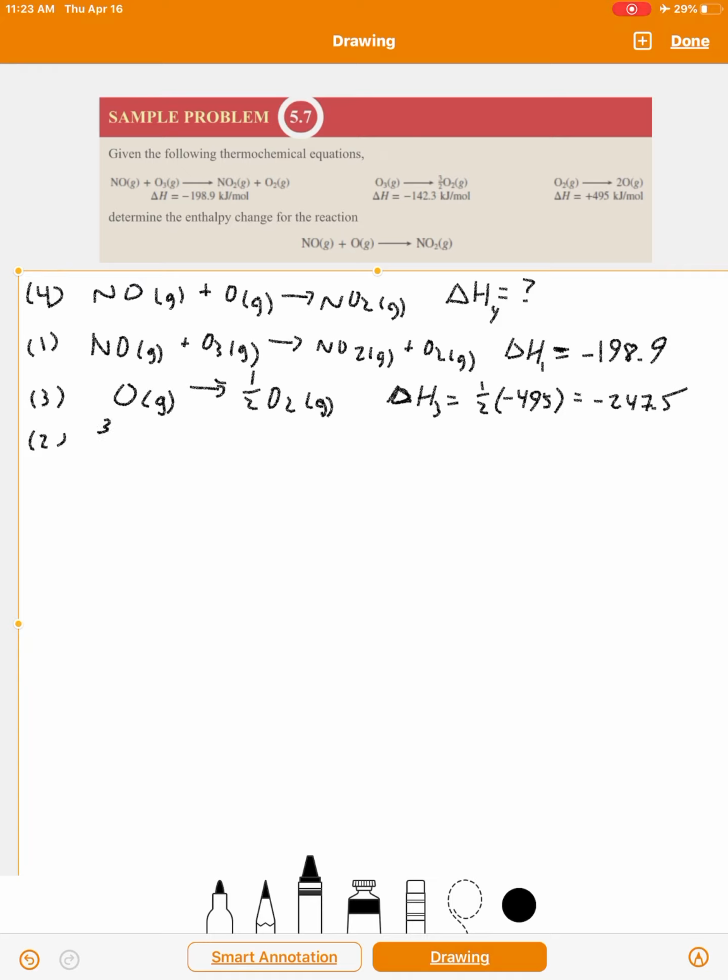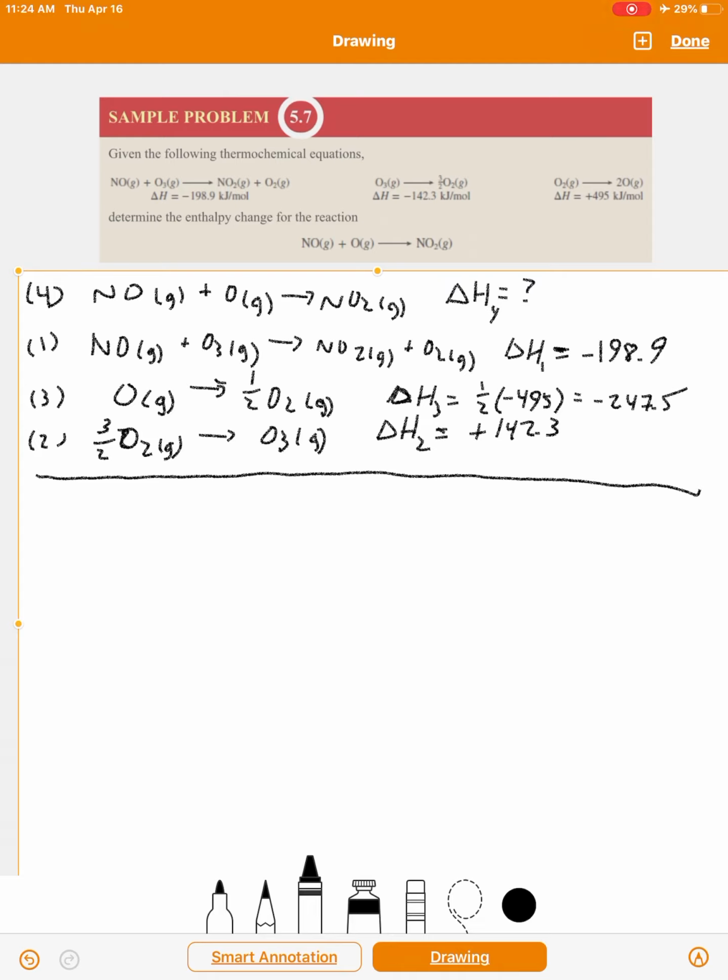So equation 2, 3 halves O2, is going to turn into O3. And so I'm reversing that one. So that means it's going to go from negative 142.3 to positive 142.3. Okay? So now here's the check. We're going to add equations 1 through 3 now that we've made these changes and see if we get equation 4. That's the puzzle aspect of this.